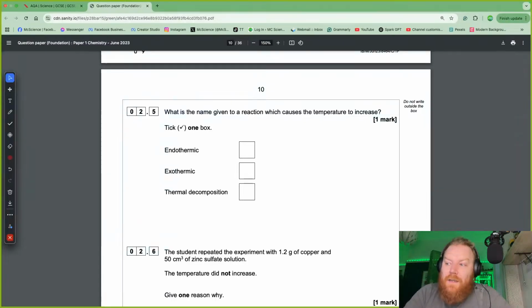So whenever I'm thinking of things like this, endothermic sounds like the word enter, like it has the same beginning. So normally energy enters into the reaction. Exothermic sounds like exit. So therefore it's releasing energy to the surroundings. And thermal decomposition is where heat is involved in the breaking down of substances. So if we're looking at a reaction which causes the temperature to increase, we are looking at exothermic.